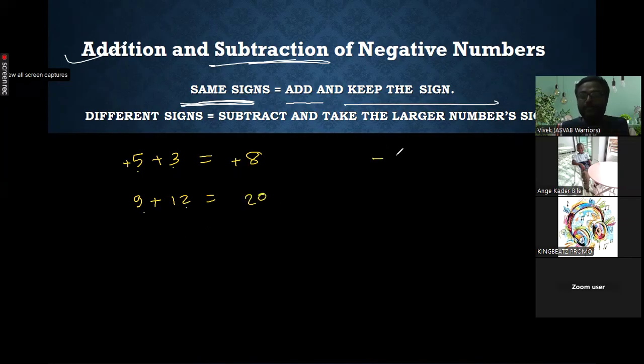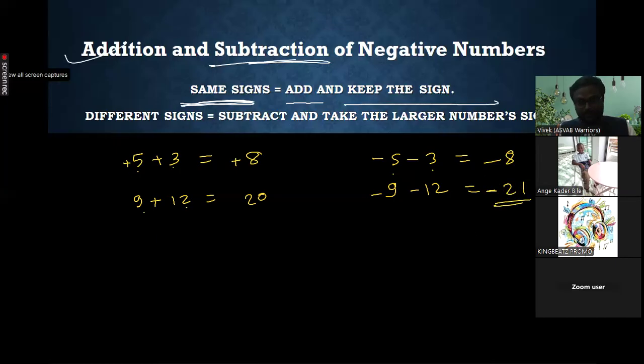Now, negative 5 minus 3. 5 is a negative number, 3 is also a negative number. So same sign. What will you do? You add and keep the sign. So 5 plus 3 is 8 and keep the sign, which is minus. So negative 8. Negative 9 minus 12. Same sign. Add and keep the sign. If both the numbers are having the same sign, you basically add the numbers. So 9 plus 12 is 21 and keep the sign, which is nothing but negative 21.